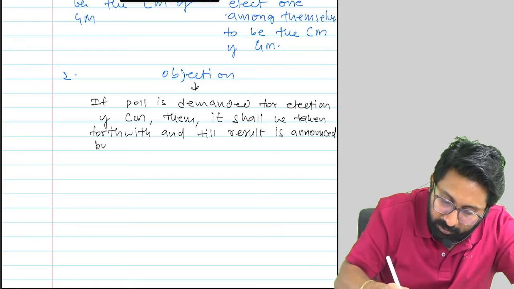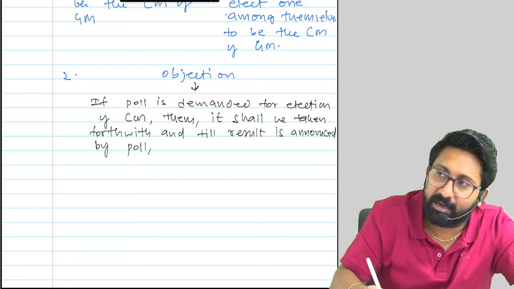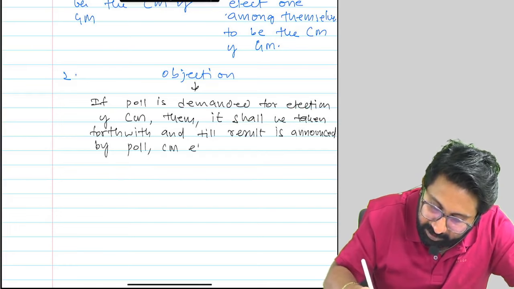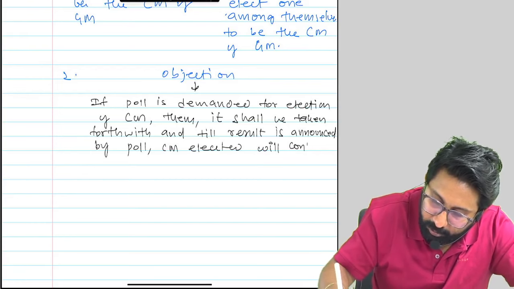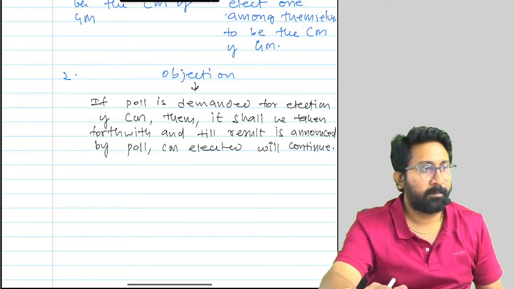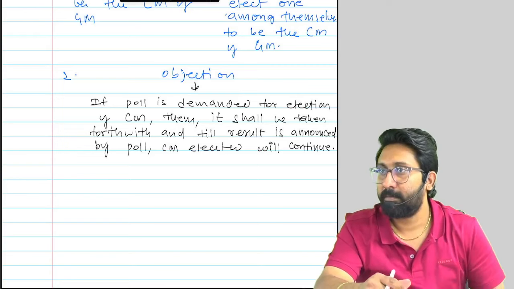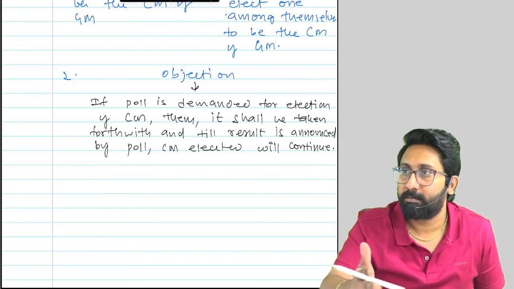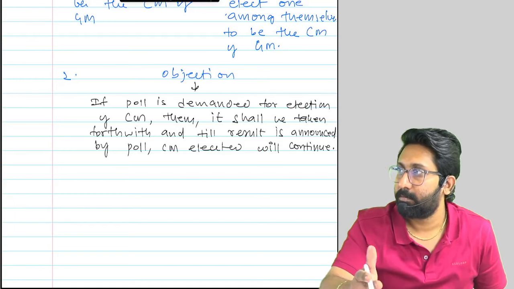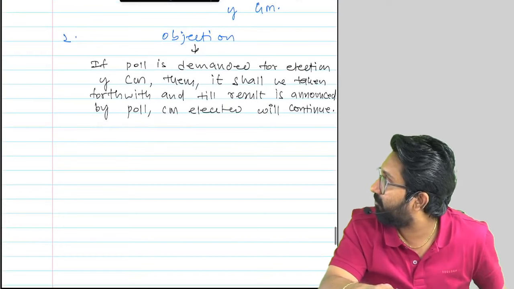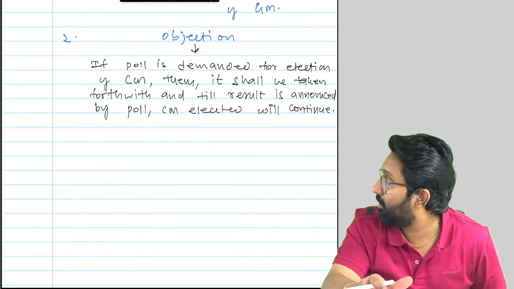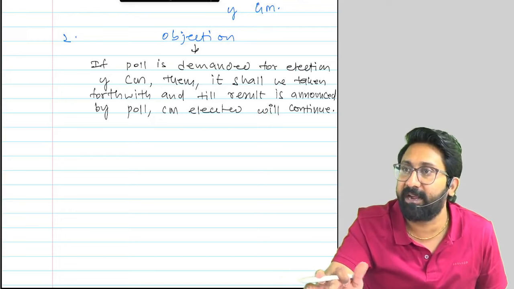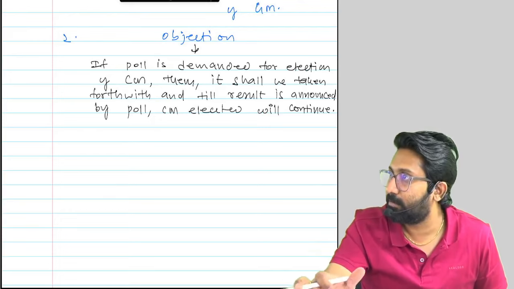Till result is announced by poll, what will happen? Meeting will be cancelled. Go for break and eat and come. What will happen? Chairman elected will continue. If poll is demanded for election of chairman, then it shall be taken forthwith. Forthwith means immediately. But till the result is announced from the poll, you can't sit idle in the general meeting, na? Conduct the resolutions. Listening?